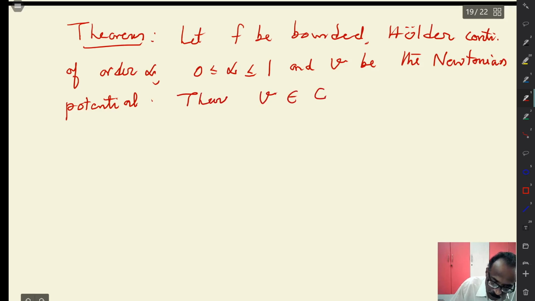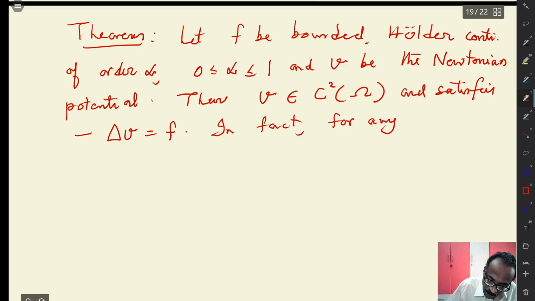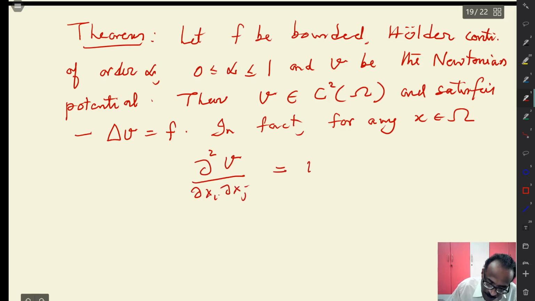Then V is in C2 of omega and satisfies minus Laplacian V equal to f. Of course we don't derive any boundary condition, but we use this to prove the boundary value problem. Soon you will see that. In fact, we have more. You can compute every derivative. For any x in omega, you can actually get d square V by dxi dxj equal to uij, where uij is defined earlier. So you see.